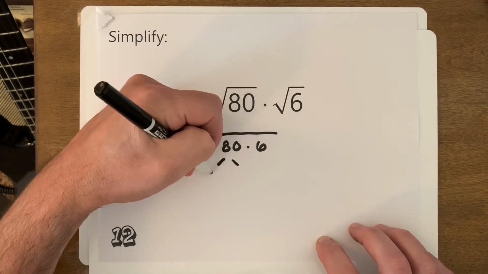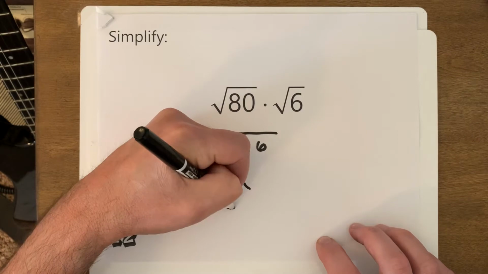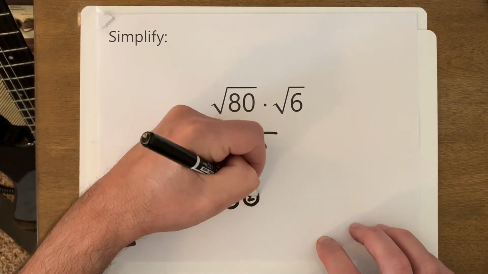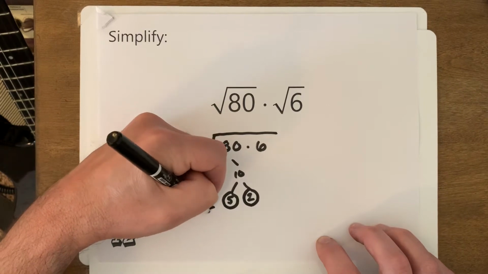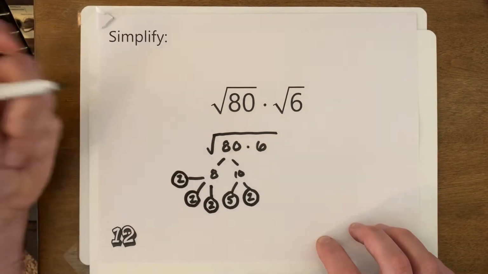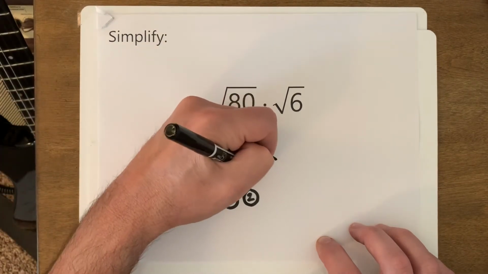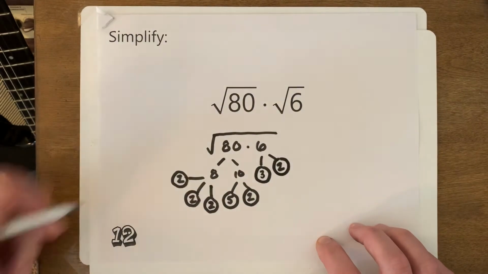80 is 8 times 10. 10 is 5 times 2. 8 is 3 2s. 6 is 3 and 2. All right, so let's see what this looks like.